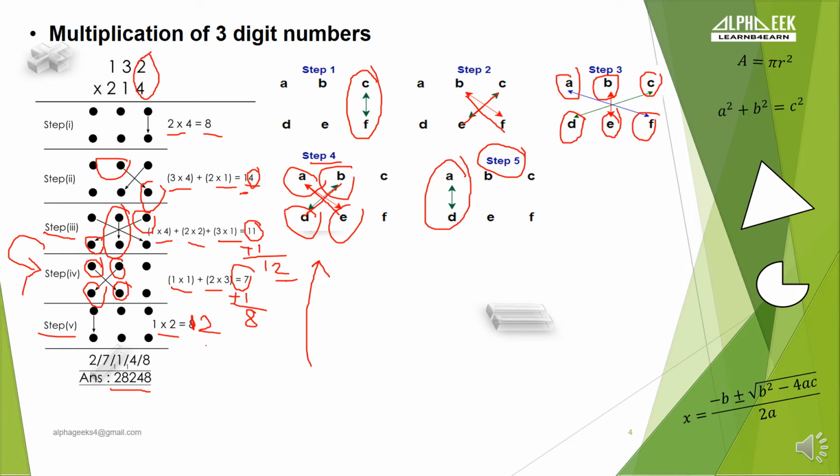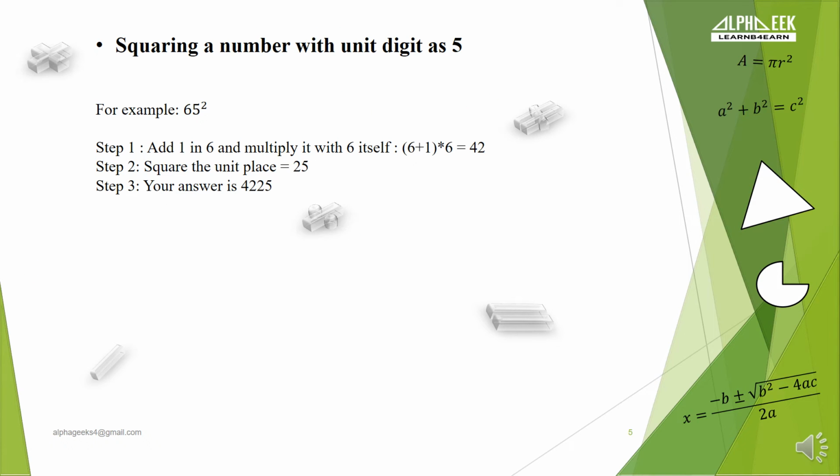Now moving down to the next trick to play with your numbers in a faster manner. So we are moving forward from here. Squaring a number with a unit digit as 5. This is a very interesting concept. Whenever you see a unit number as 5, you can quickly find out the square if you need it.